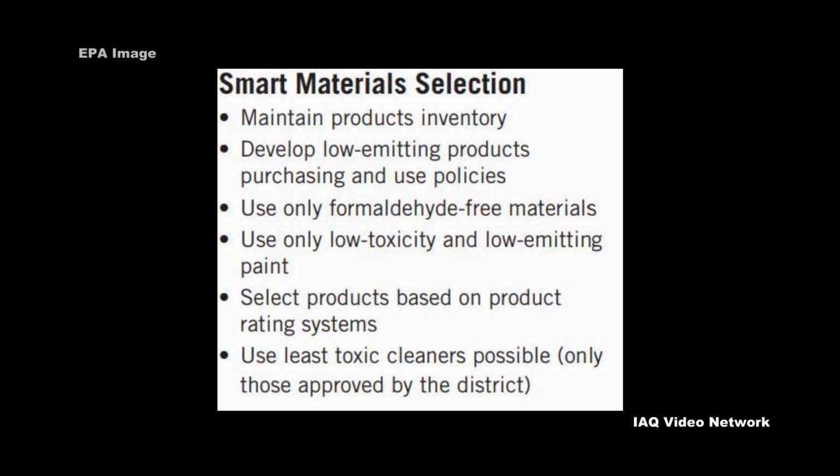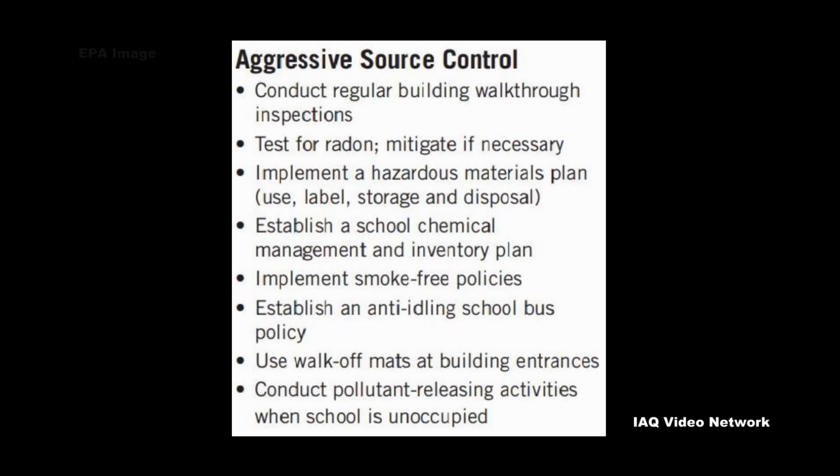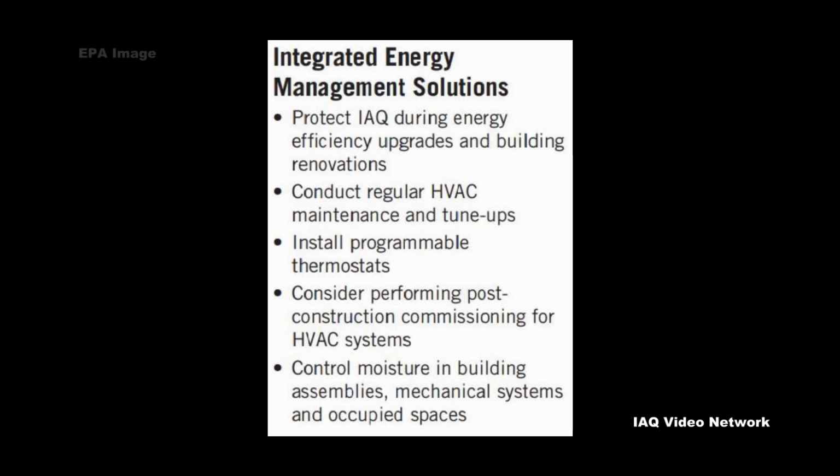To minimize the effects of indoor air pollutants, select products that are safer for human health and the environment compared to similar alternatives. Source control and chemical management. One of the best ways to improve indoor air quality is to remove pollution sources, such as harmful chemicals, or reduce their emissions. Integrated energy management.